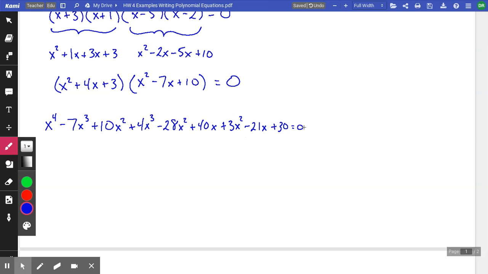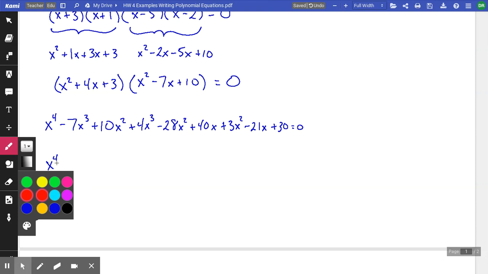Okay. And so in this case, we just need to combine like terms. I have 9 terms written out. I can count them up. 1, 2, 3, 4, 5, 6, 7, 8, 9. And let's put together what we can. Starting with our highest exponent, we have x to the 4th. It is the only term that has x to the 4th. And so we're good there.